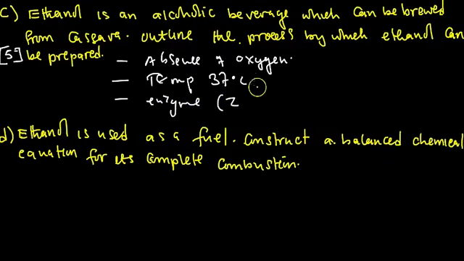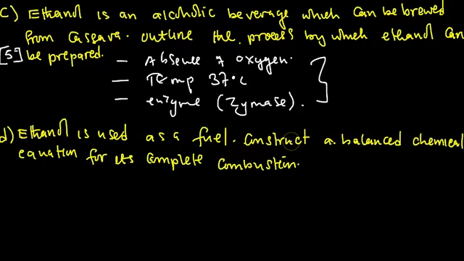What is the enzyme used? Zymase, okay, that is the enzyme that is used. So these are the conditions for the process to occur. Then ethanol is used as fuel. Construct a balanced chemical equation for its complete combustion.